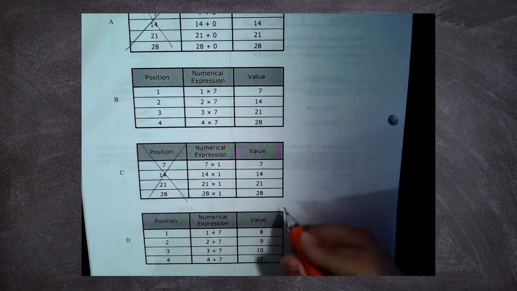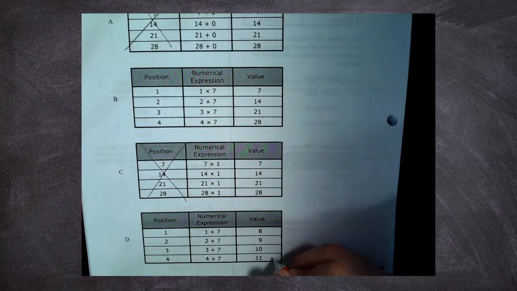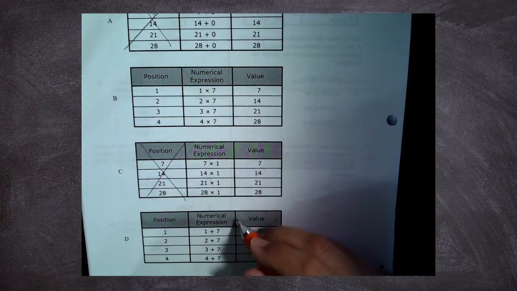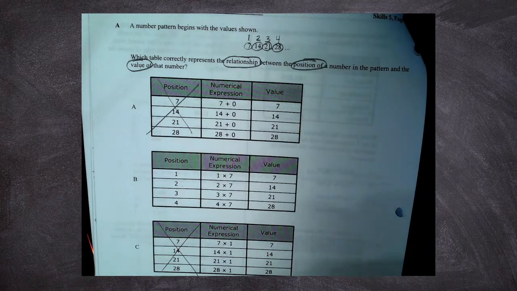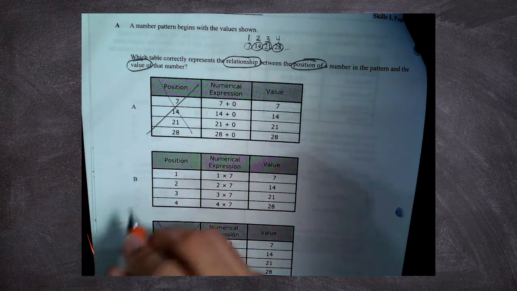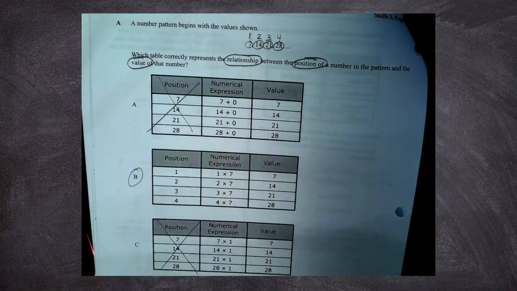Answer choice D, value 8, 9, 10, 11. Those are not the values they gave me. Different value. So I'm going to cross out answer choice D. I only have one answer choice left. That's answer choice B. I didn't even have to do any math there. Well, I mean, I guess I had to do a little bit. I had to count to 4. That was it. That was all the math I needed to solve this problem.